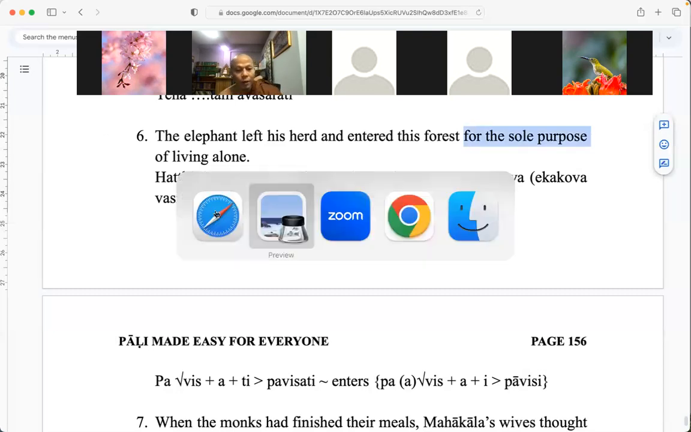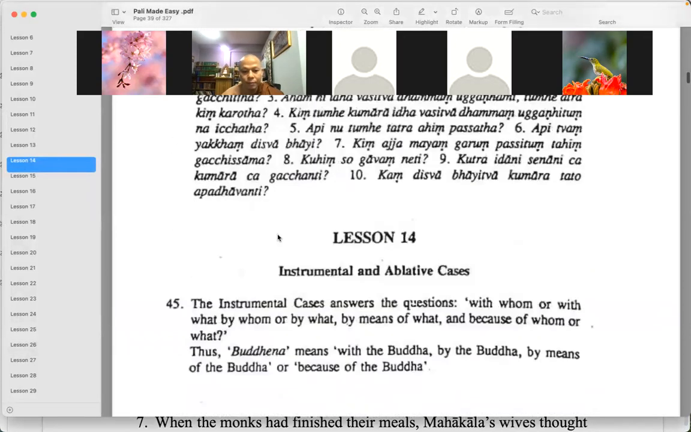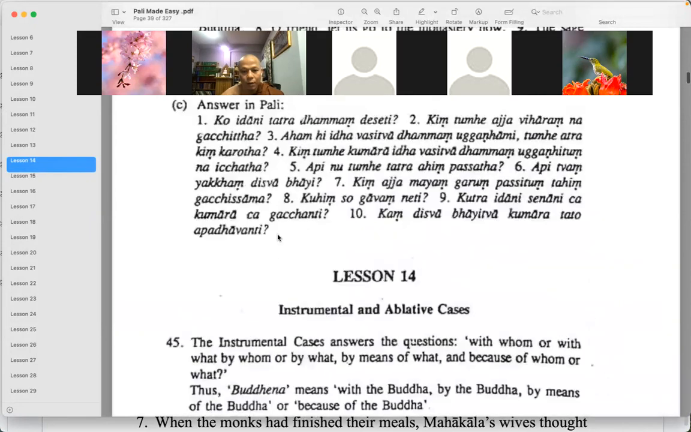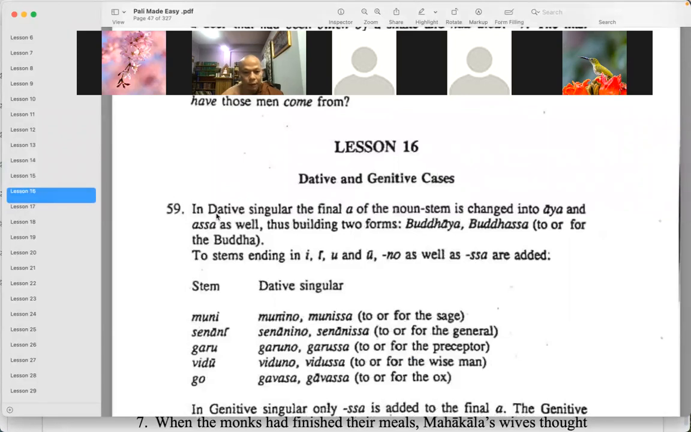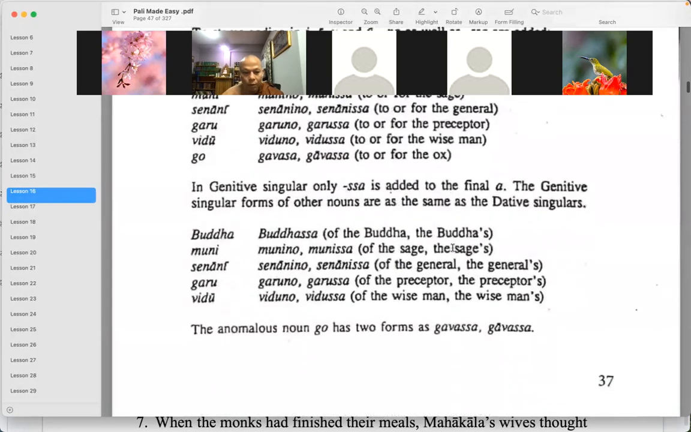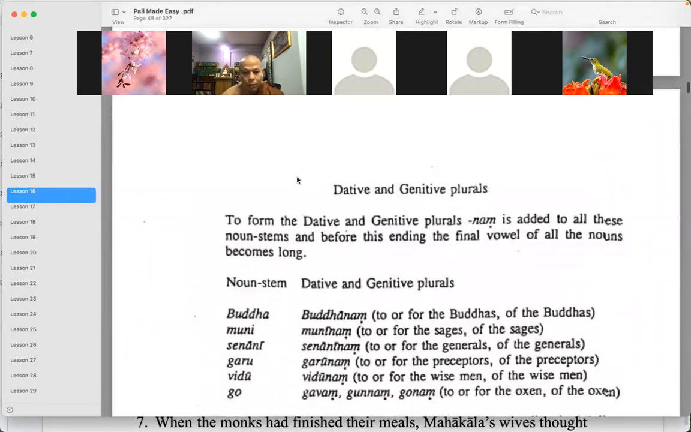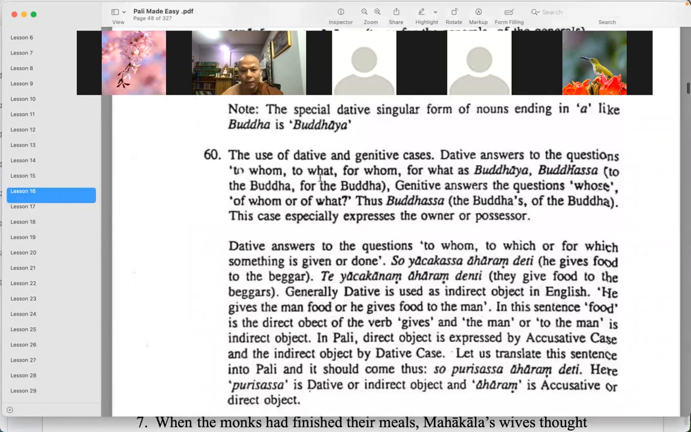That one also is in the usage of the dative, maybe lesson 14. No, maybe lesson 16. Yeah. So the usage of the dative and the genitive, both are 2 or 4. Kawasa, so to form the dative plural. So the usage of the dative answers the question to whom, to what, for whom, for what. Okay, and then genitive. So dative answers which person?